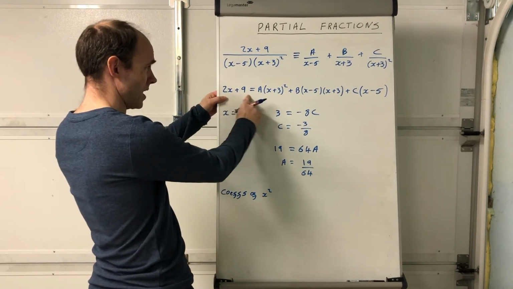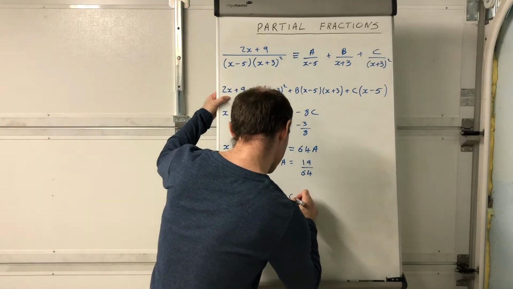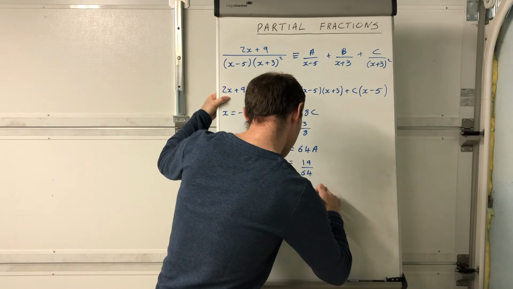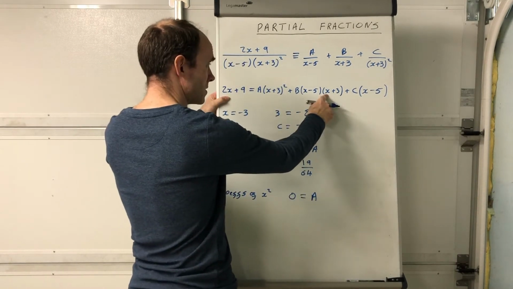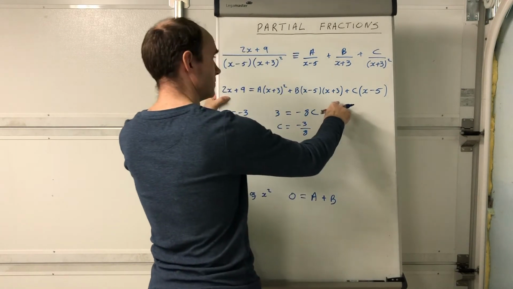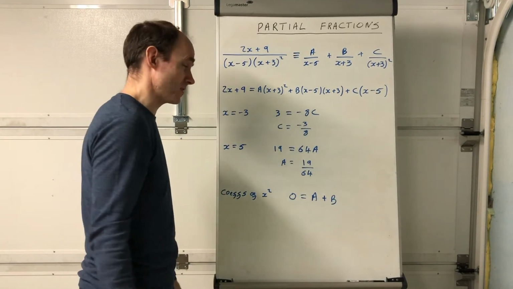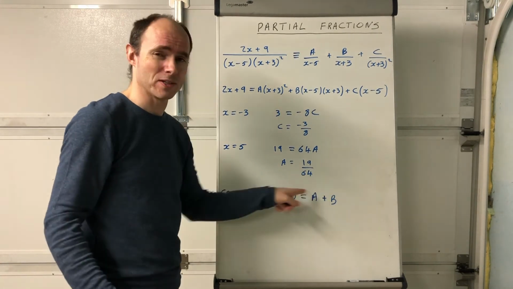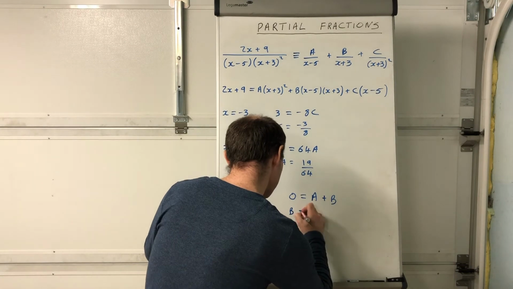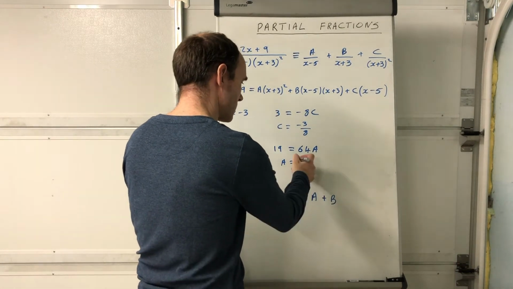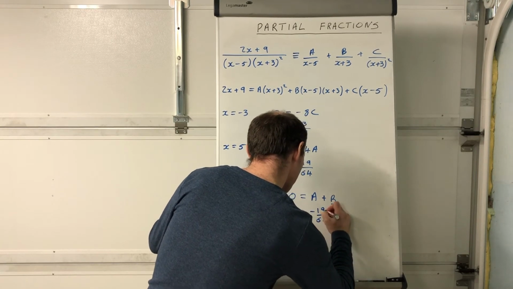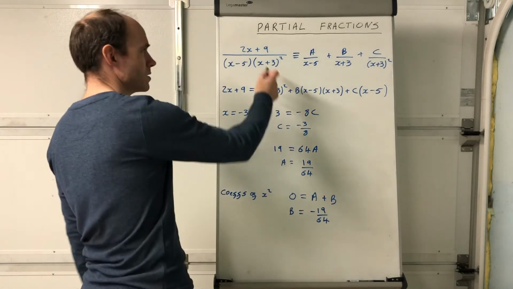On the left, there are none, 0. So you've got 0 on the left-hand side. On the right-hand side, you've got x squared times a, so you've got a. And then x squared times b, so you've got plus b. And then you've got no x squared terms for c. Okay? So you've just got a rather simple equation there. 0 equals a plus b. Or in other words, b is equal to negative a. Hence, b is equal to negative 19 over 64. Okay, and that is it. We've worked out our values of a, b and c.